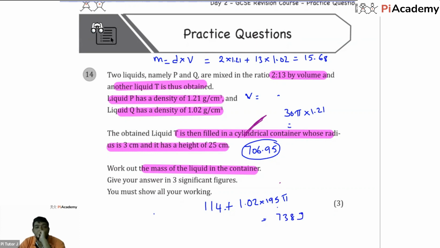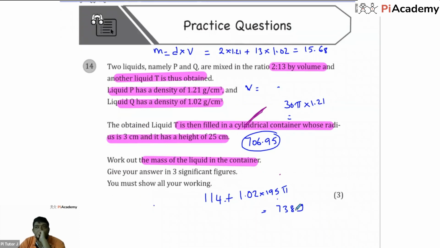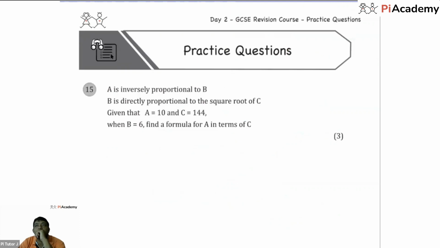Subhashish, does it make sense? Yeah, a little bit. Okay, don't worry. So that's correct, Ishan. 738 grams is correct. Let's go to the next question. Okay, let's come to this.